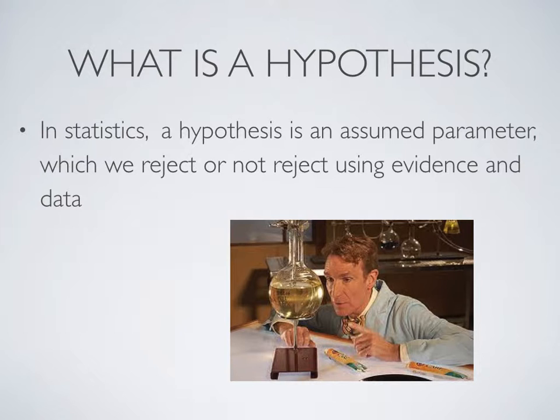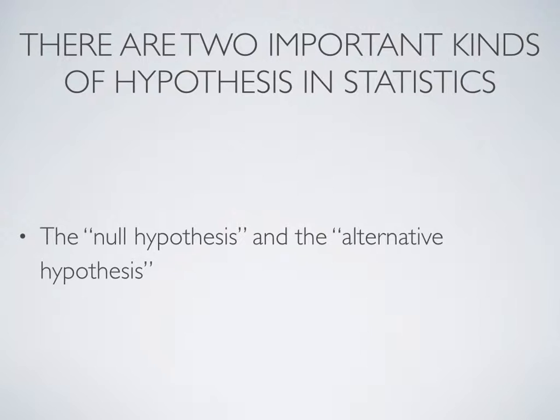Then we would go around collecting data through randomly selected samples to find out, do high school teenagers really drink and drive 40% of the time? Or do 40% of high school teenagers drink and drive? With that, there are two important kinds of hypothesis in statistics: the null hypothesis and the alternative hypothesis. Again, two of the most important things for the rest of this semester.